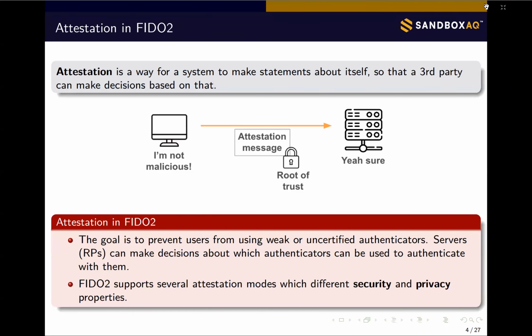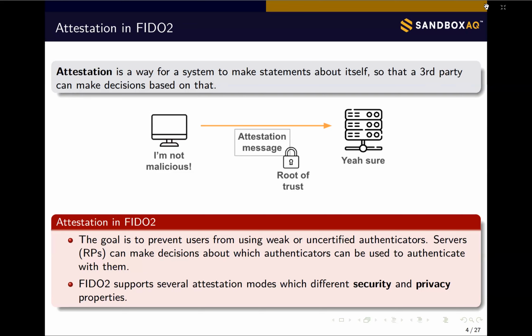In FIDO2, we use attestation to make sure that users don't use insecure or weak authenticators. So the idea is that these authenticators will provide in the registration phase information about which is the brand or the model of the authenticator, or which is the version of the firmware, so that the server will decide whether this authenticator is valid or not to use for authentication.